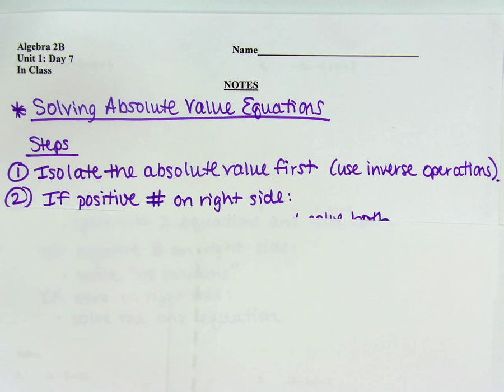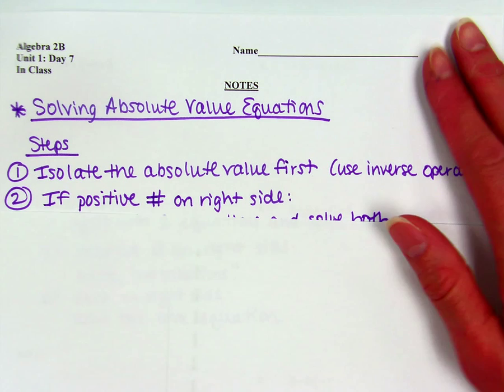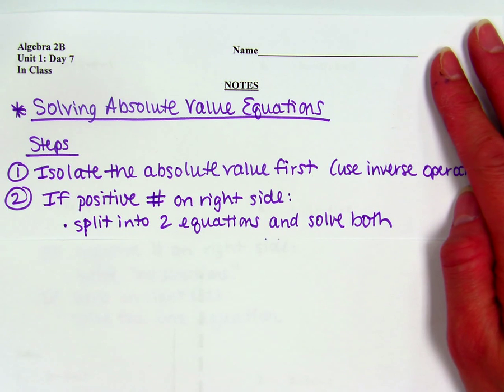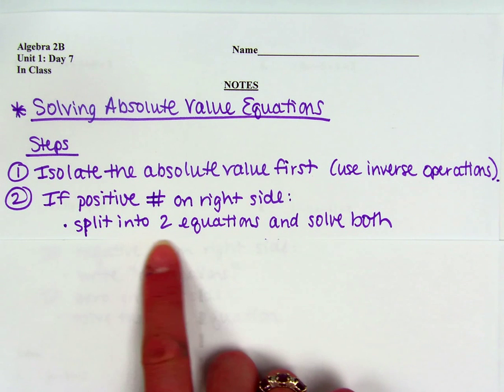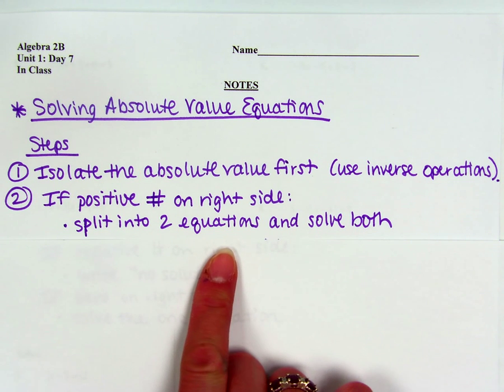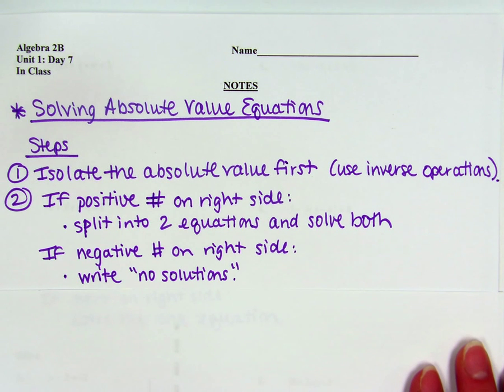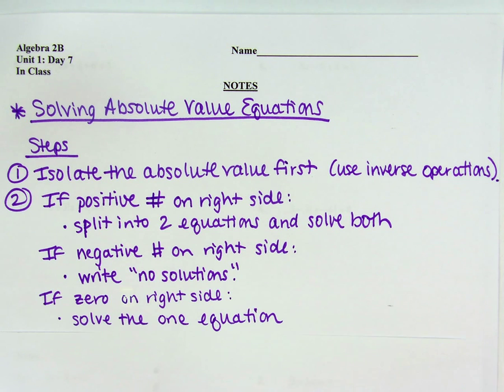All right, then you need to decide, is the number that it's equal to positive, negative, or zero? If the number is positive, then you're going to split it into two equations, and you're going to solve both of those equations. If the number is negative, you should remember that absolute values can't be negative, so therefore you'll have no solution. If the number is zero, then you're going to have only one equation, and you just solve that as it is.